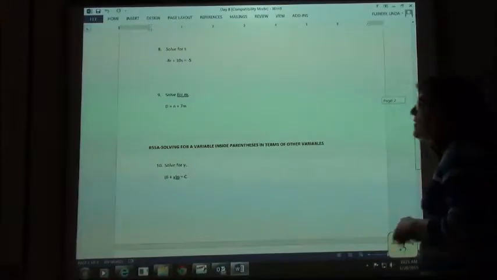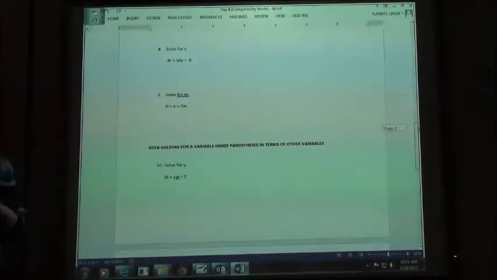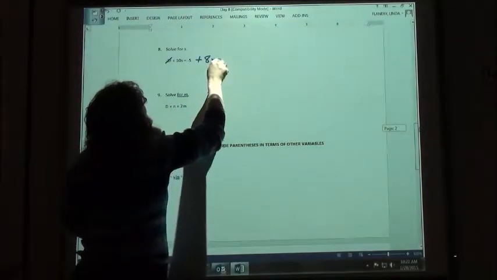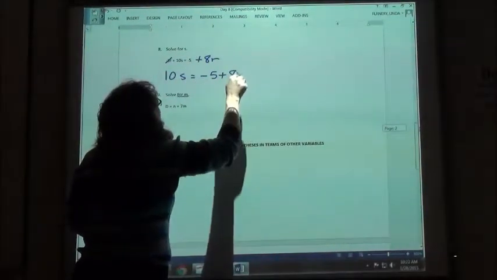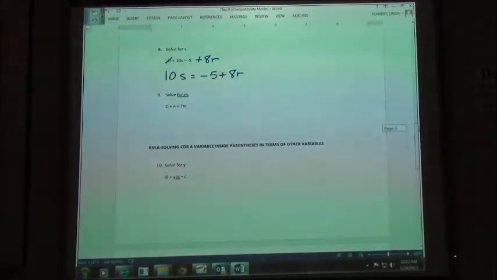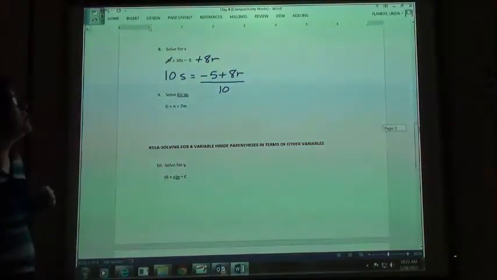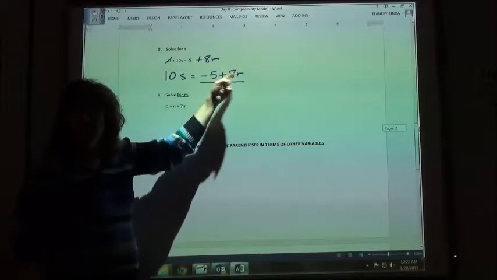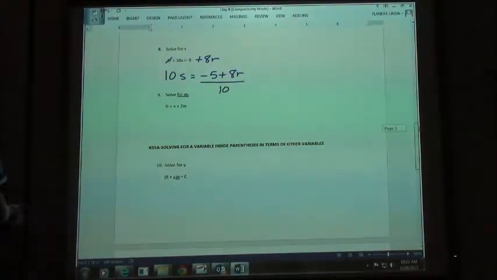So on number 8, if I want to solve that for s, the first thing I probably want to do is add the 8r, move that over. So 10s equals negative 5 plus 8r. Then I want to divide by 10. Now in this case, if I'm not going to separate them into 2 separate fractions, I can't simplify it because all 3 of them are not divisible by the same thing. So I could just leave it as that fraction like that.